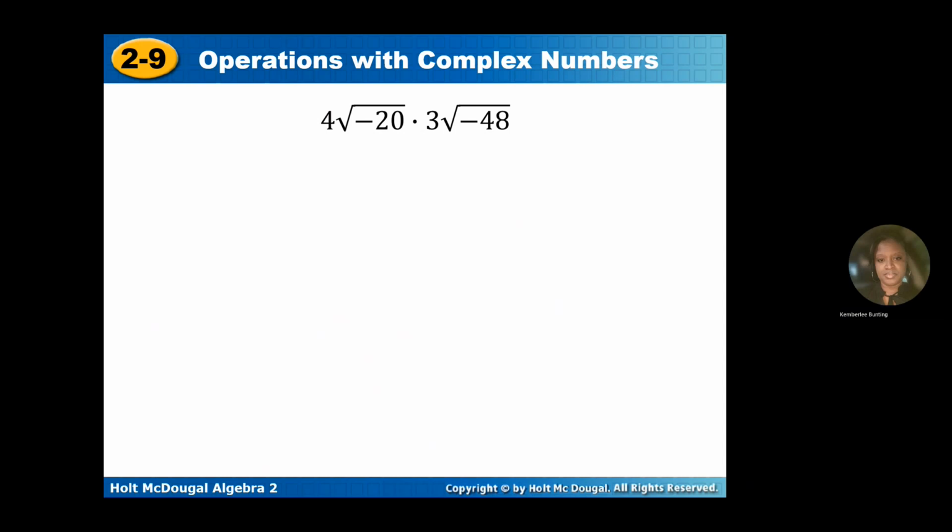So we have 4 times the square root of negative 20 times 3 times the square root of negative 48. The first thing you need to do, you see that 4, you see that 3? Everything up there is being multiplied, right? So how about we multiply 4 times 3? What does that give you? 12, right? So now I have 12 times the square root of negative 20 times the square root of negative 48, right?